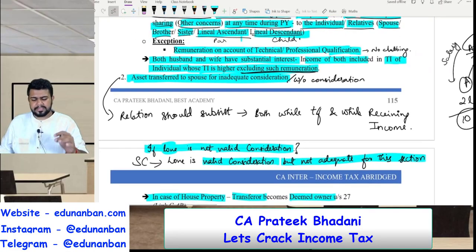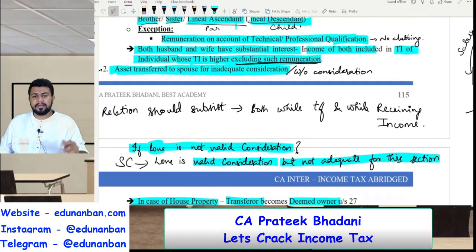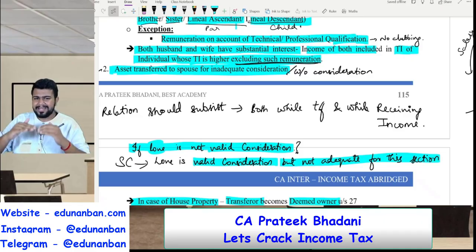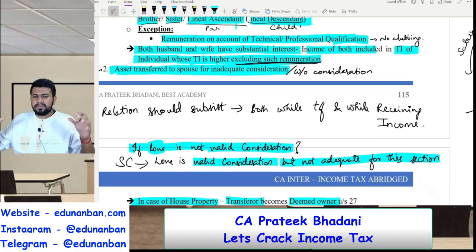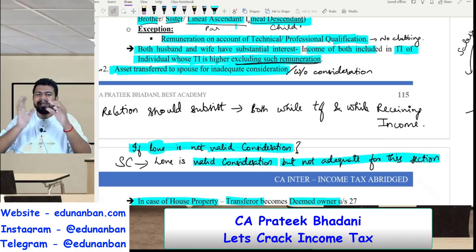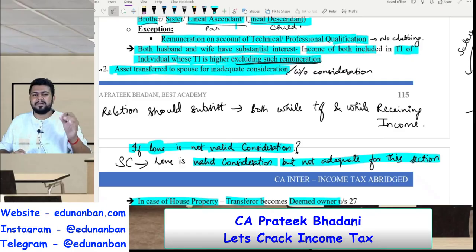Now let us come to the next point. One more point: if both husband and wife have substantial interest in the same concern and both are receiving remuneration, then what will happen? In such case, before receiving the remuneration, see the total income of both husband and wife. Then see whose income is greater. Both remunerations will be clubbed in the hands of the spouse whose income is greater.